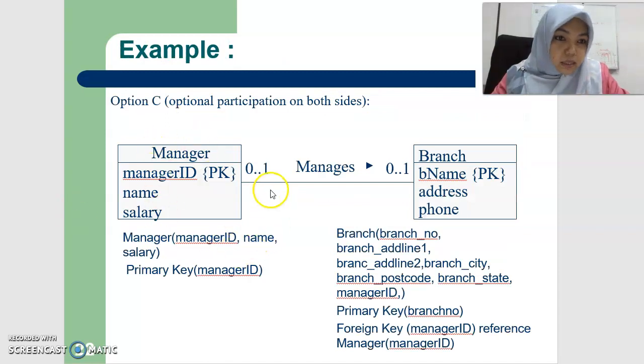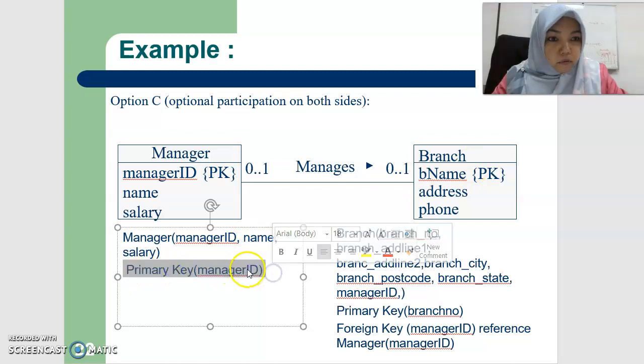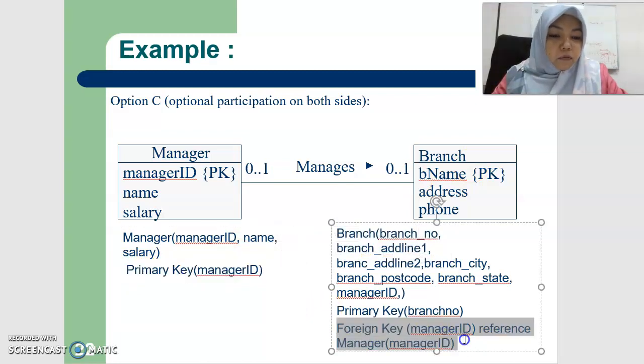In this example here, you can see that both participations are optional. So here, I choose manager as the parent and branch as child. So what we have to do is we take the primary key from parent, and it becomes the foreign key for child. So this is how you have to do it for one-to-one relationship.